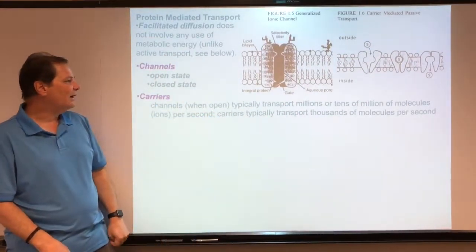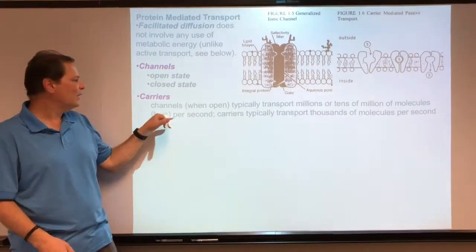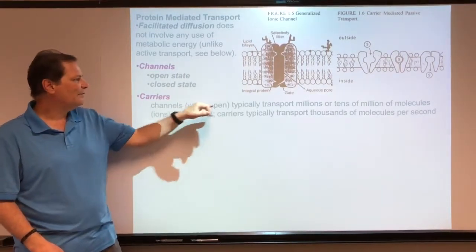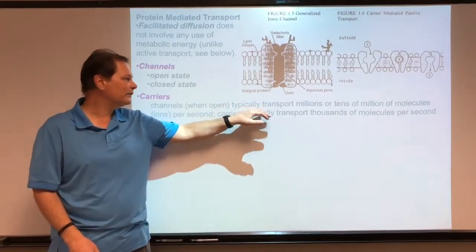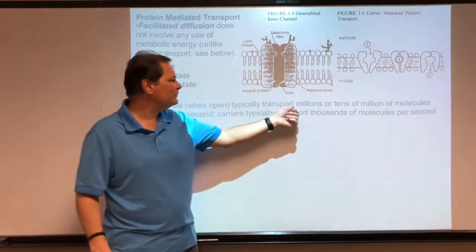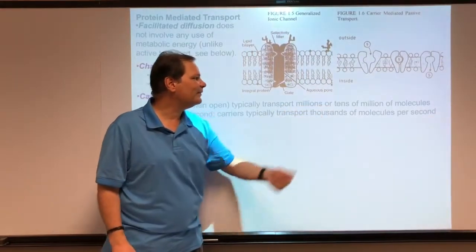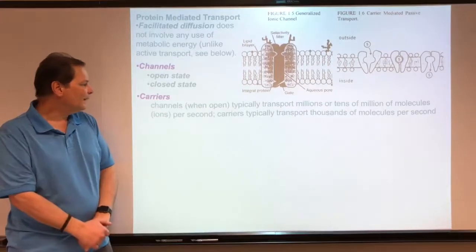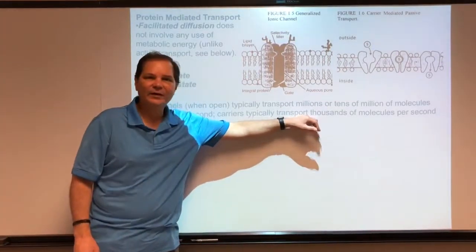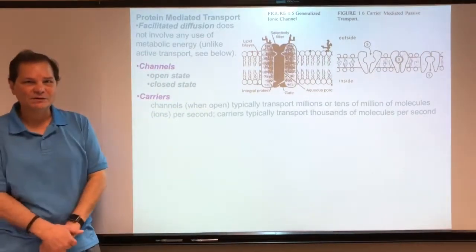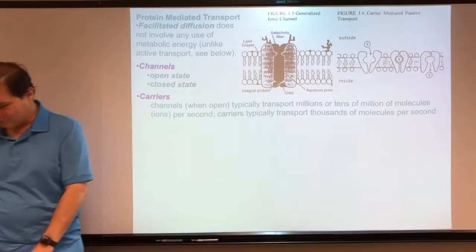You should note, particularly, that carriers and transporters in general are much slower than channels when it comes to transporting molecules. Channels typically transport ions in the millions or tens of millions of molecules per second, whereas carriers are typically in the thousands of molecules per second, so a much lower rate of transport. Okay, and that's the first difference that you should note.